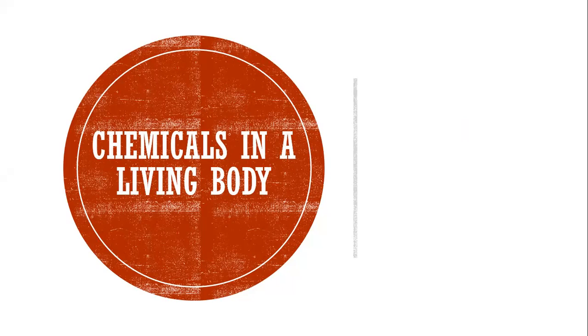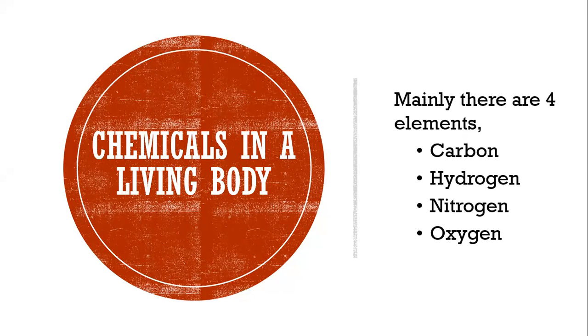There are only 25 elements in a living body out of 92 elements present in nature. They are located in different places in our body in different forms. The most common four elements in our living body are carbon, hydrogen, nitrogen, and oxygen. Other than above, sulfur, phosphorus, sodium, potassium, calcium, magnesium, iron, and chlorine are essential for survival of organisms.